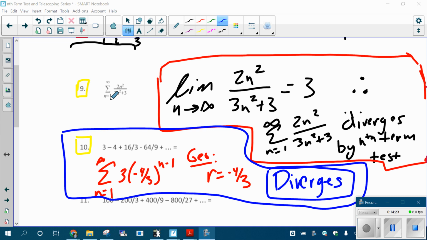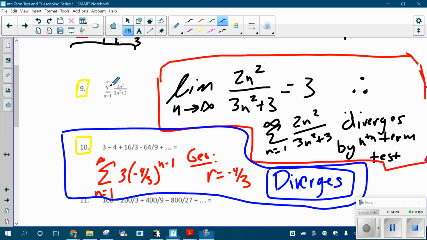Okay, so for number 9, I looked at this infinite series in sigma notation, and I noticed that for the sequence, again, that's the sequence part, the limit as n goes to infinity of that was 3. In other words, the 10 millionth term is going to be really close to 3. Well, wait a second. If the terms aren't even getting closer to 0, then the series diverges, and that's the nth term test.